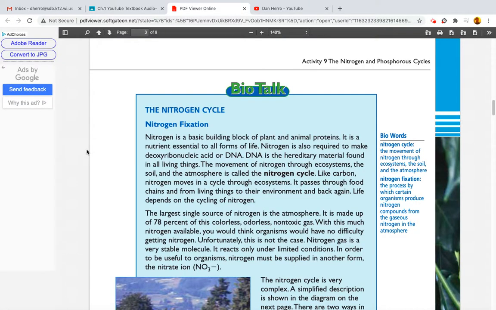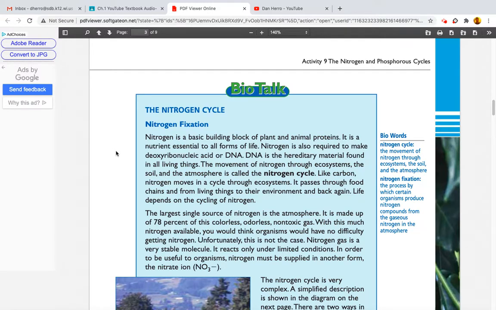Chapter 1, Section 9, Biotalk, the nitrogen cycle, nitrogen fixation. Nitrogen is a basic building block of plant and animal proteins. It is a nutrient essential to all forms of life. Nitrogen is also required to make deoxyribonucleic acid, or DNA. DNA is the hereditary material found in all living things.